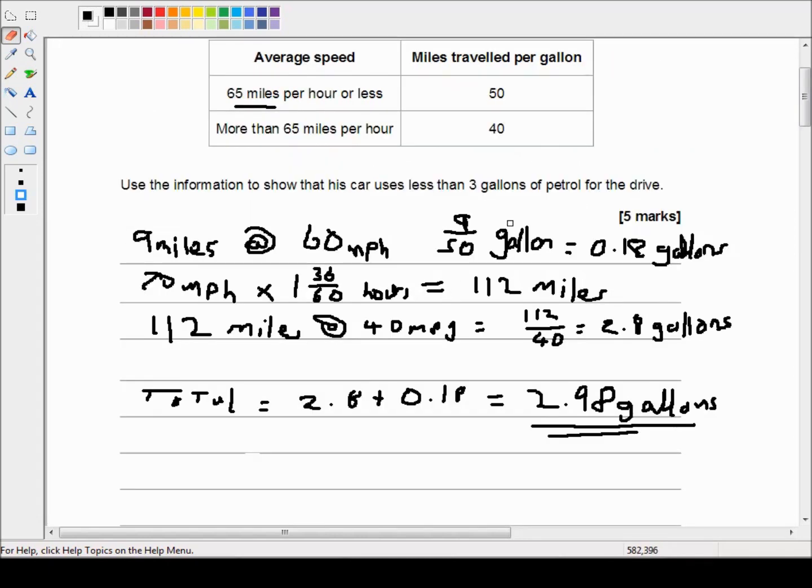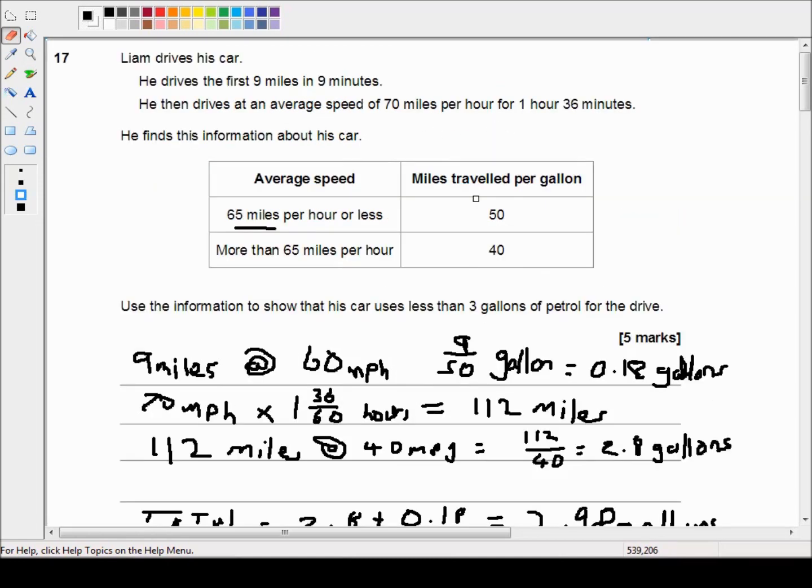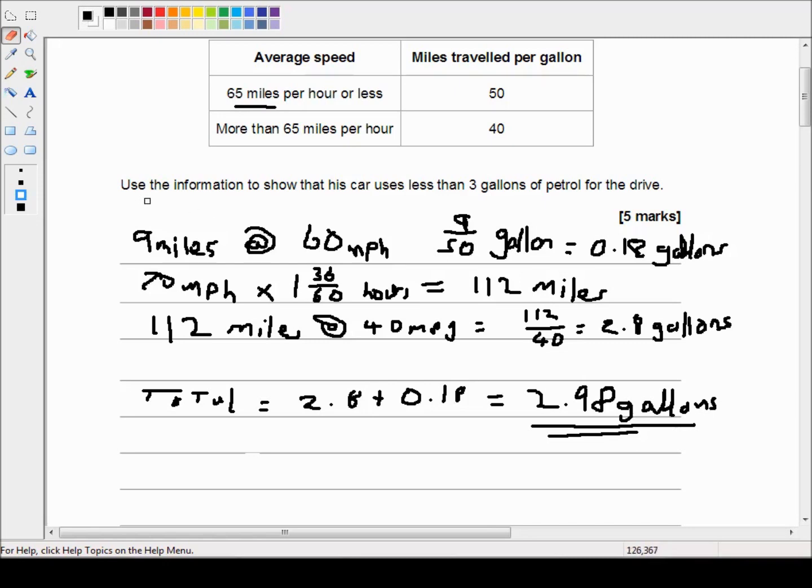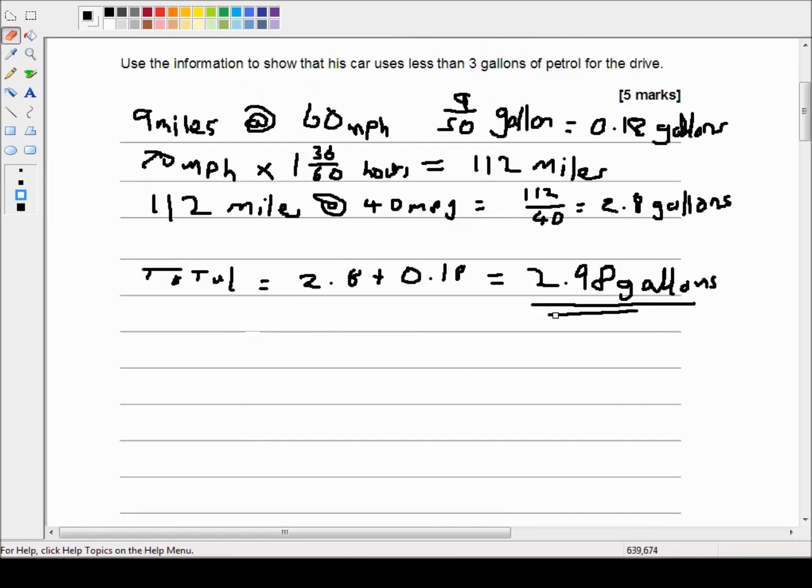Okay, so getting back to our original point that he might have travelled in the 50 miles per gallon category for some amount of time and then gone into the 40 miles per gallon category. If he'd done that, he would have used less than 2.98 gallons. And the question is saying use this information to show that his car uses less than 3 gallons of petrol for the drive. And he has in fact used less than 3 gallons. 2.98 gallons is the maximum amount he could have possibly used.